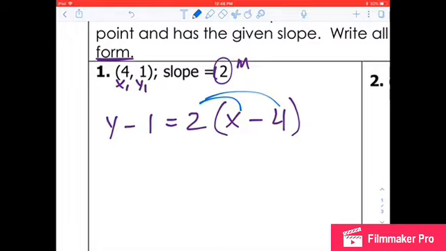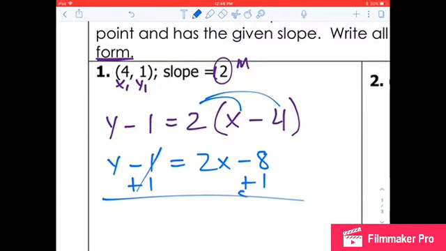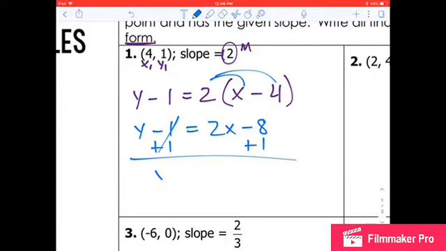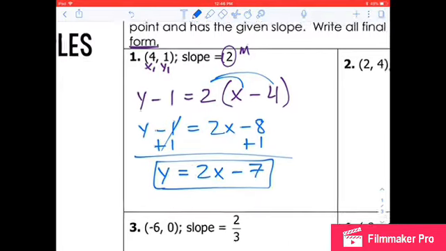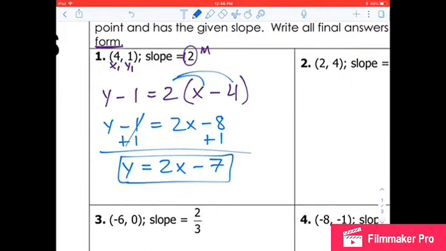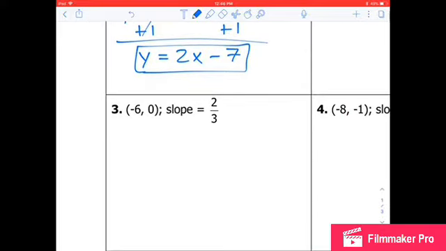So we've done this before. Distribute the 2. So y minus 1 stays the same. 2 times x is 2x. 2 times negative 4 is negative 8. And then we go ahead and add 1 to both sides to get the y by itself. And we're adding 1 to negative 8 because it's a constant. So y equals 2x minus 7, and there's our slope-intercept form, y equals mx plus b.